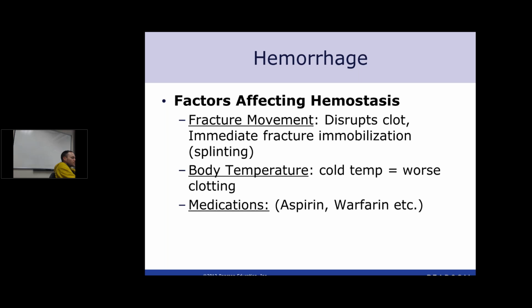So factors that affect the hemostasis, so once a clot is formed, fracture movement. So if you have a fracture that's bleeding, you want to stabilize it or splint it in what position? Relatively how you found it, unless it's ridiculous, right? You can reduce, obviously, in the field, and oftentimes, reduction of a fracture will slow down the bleeding. But you want to minimize that fracture moving, right? That fracture moves, and they're going to start bleeding again. So you really want to splint that well.